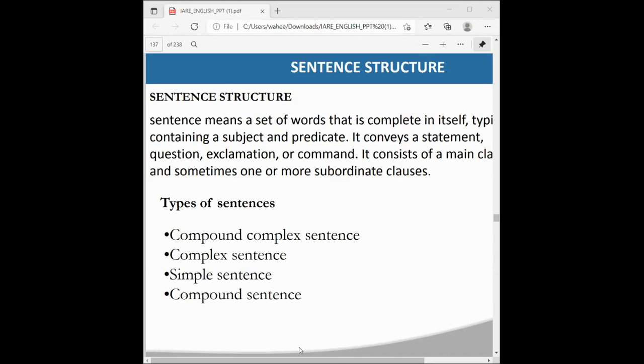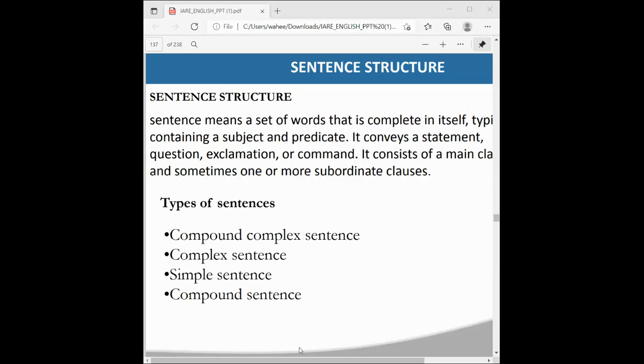Here we'll learn what a sentence is, what it means, how many types there are, and I will give some examples for each sentence type, then you will understand what they are. Okay. A sentence means a set of words that is complete in itself. You will get a complete meaning in the sentence. These are groups of words which make complete sense. It contains a subject, verb, predicate, all these things.